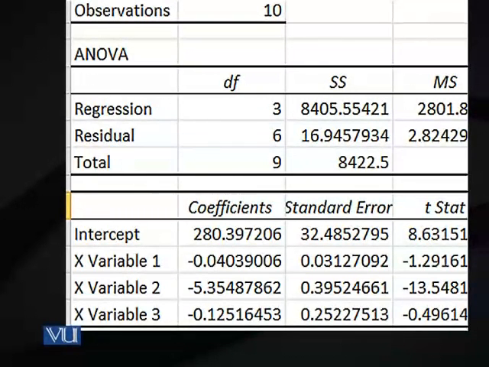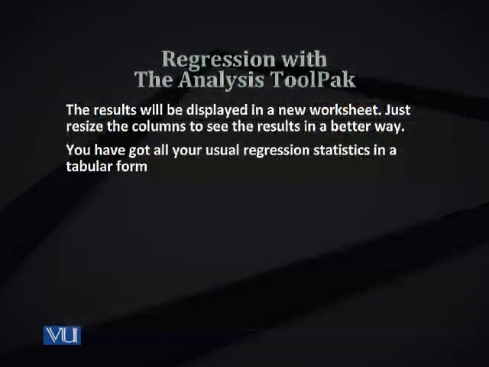You have the degrees of freedom, etc. in the ANOVA. You have the basic regression coefficients and standard errors and t-statistic in the regression output. Now we discuss them one by one. You are seeing the results of the regression output in a new sheet in Microsoft Excel.